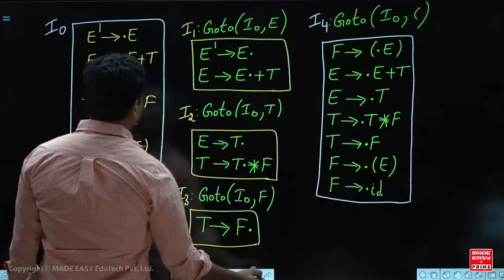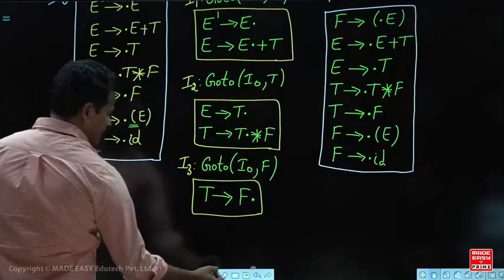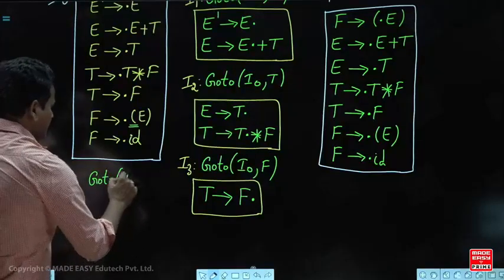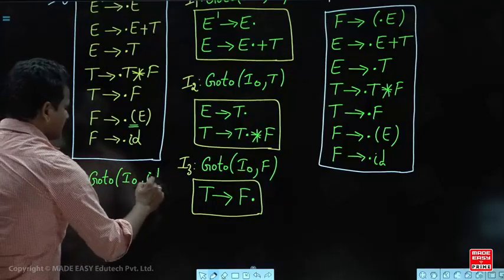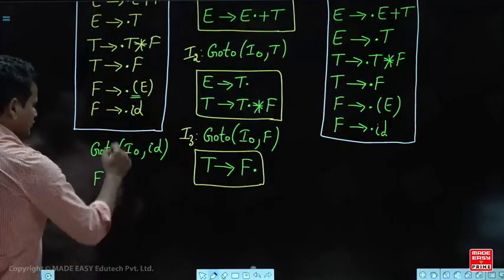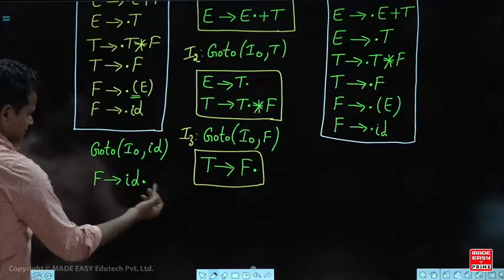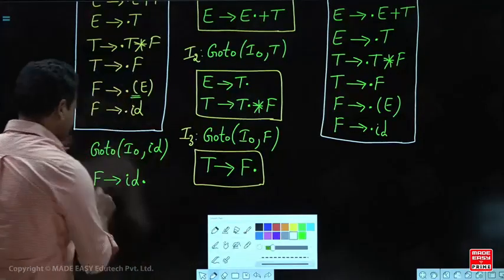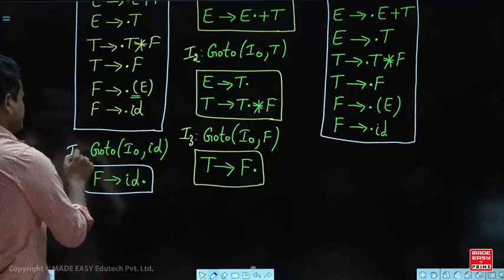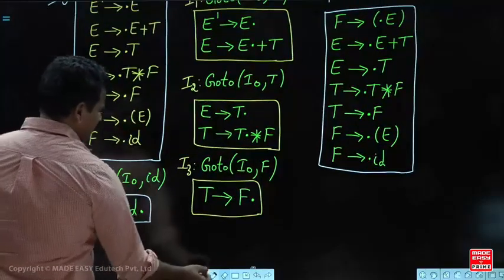Now what is left? This id is left. So I am writing go to of I0 comma id for this. So what will you get? Just move the dot. Yes, I have moved. And dot after nothing. If dot is after nothing, close this, because you cannot add any other production, and name this as I5 because it is nowhere. I5. That's it, guys. We have completed I0.